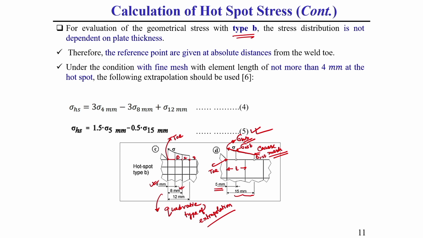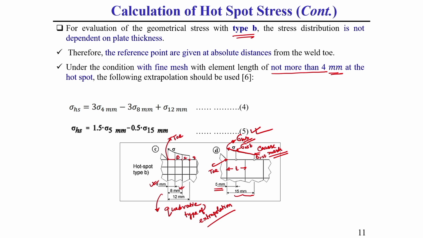So, here one thing you should keep in mind: for the fine mesh case, the element edge length should not be more than 4 millimeter. This you should keep in mind. And for the coarse mesh case, which I have already told you, it generally should be within the range of the thickness of the plate. This you should keep in mind.